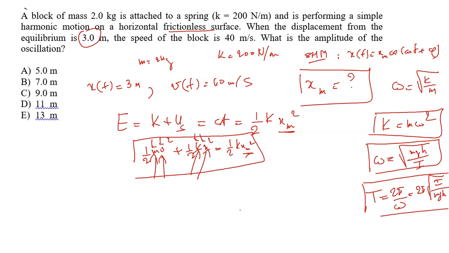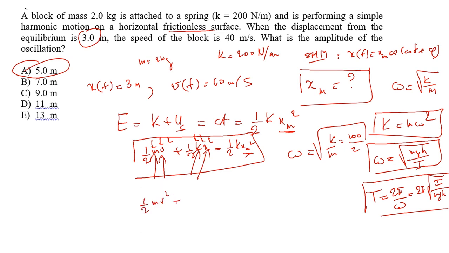And also I know what is omega, because omega will be just square root of k divided by m, which is 200 divided by 2. And I take the square root, it will be 10 radian per second. And you do that, you will find your xm is just 5. And this we talked about yesterday.